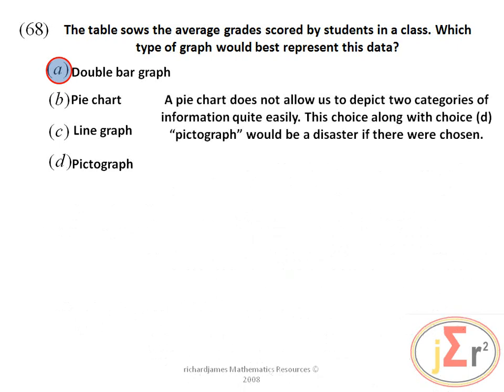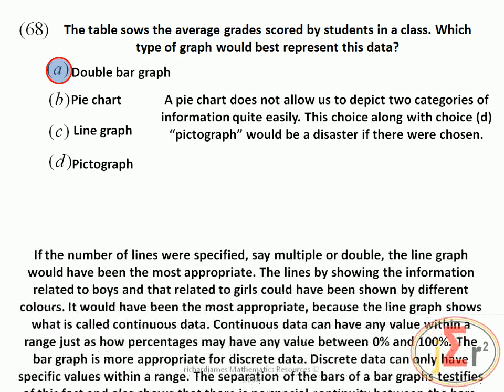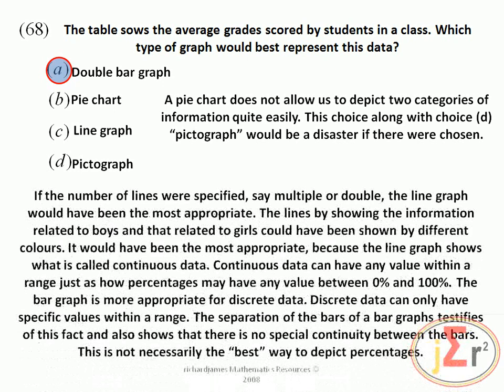A pie chart does not allow us to depict 2 categories of information quite easily. This choice, along with choice D, a pictograph, would be a disaster if they were chosen. If the number of lines were specified, say multiple or double, the line graph would have been the most appropriate. The lines, by showing the information related to boys and that related to girls, could have been shown by different colors. It would have been the most appropriate because the line graph shows what is called continuous data.